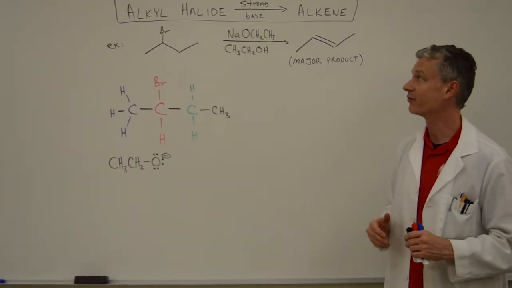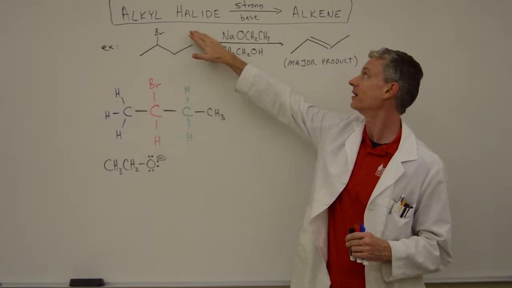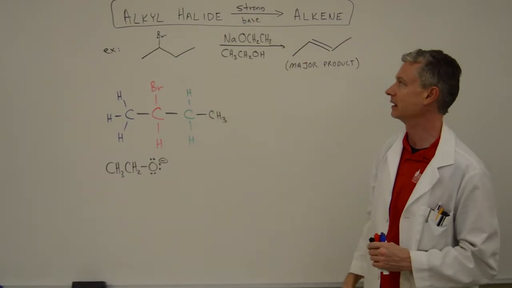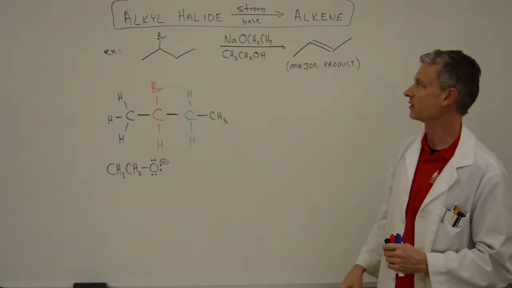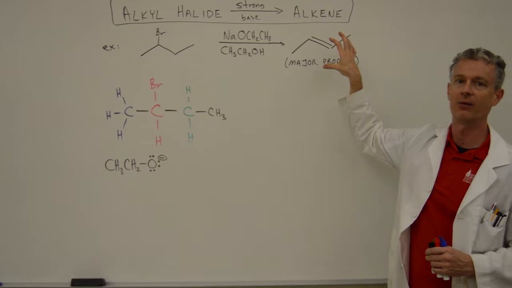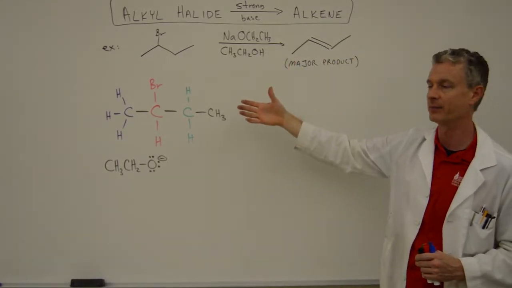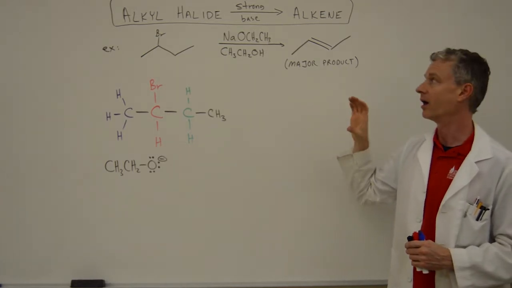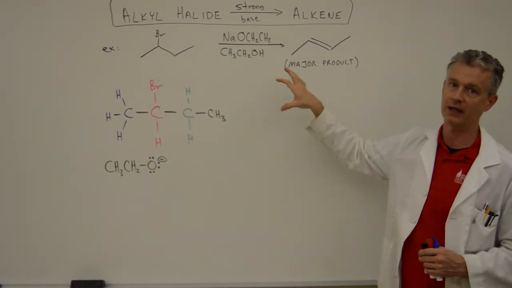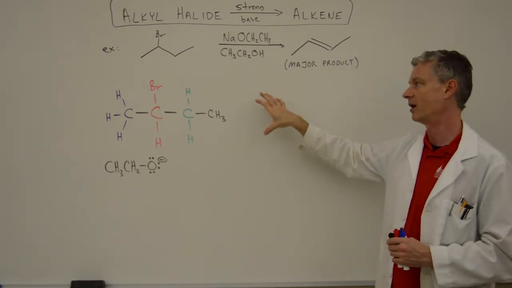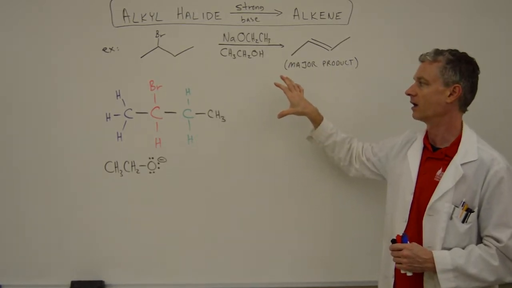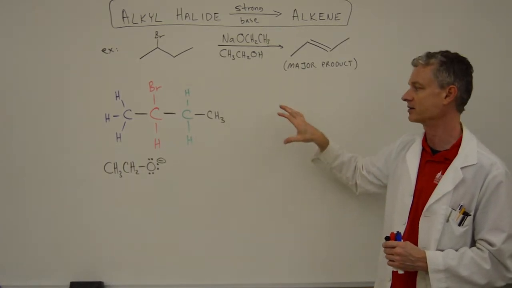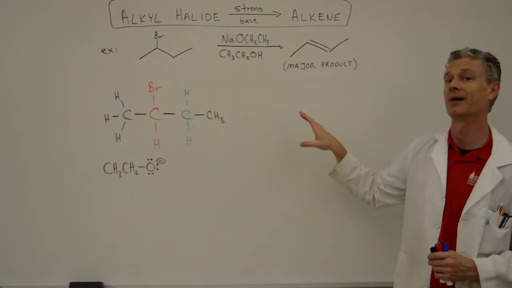So, dehydrohalogenation is the conversion of an alkyl halide to an alkene using a strong base. It's an elimination reaction because we are taking elements out of a molecule without replacing them with any other elements. We're going to go through an example where we discuss the mechanism of how it happens, as well as how to choose different products, or how to predict the major product, and if we have time, perhaps a little stereochemistry.